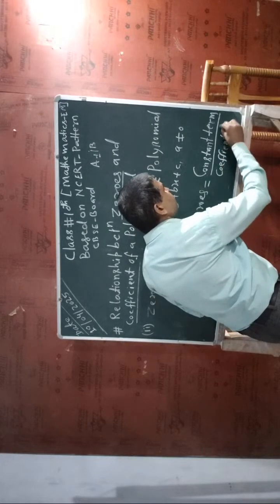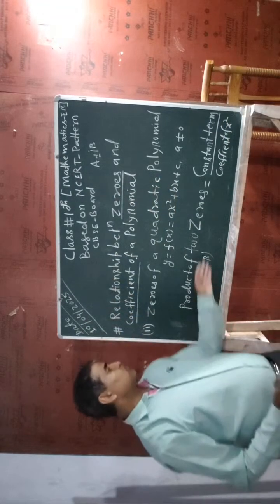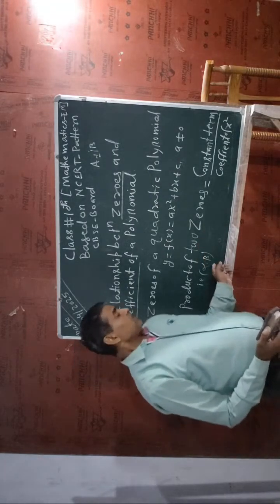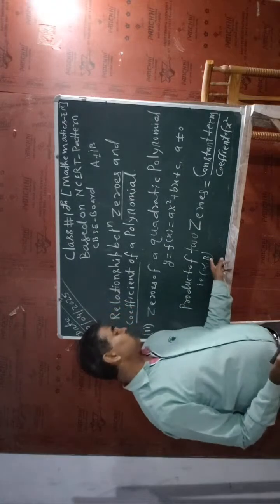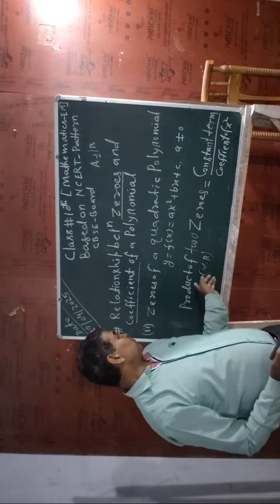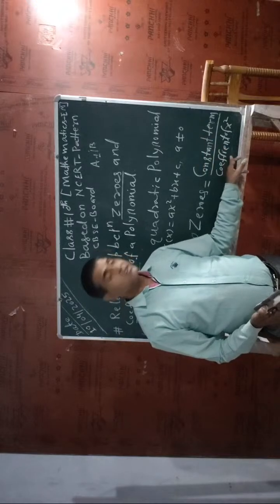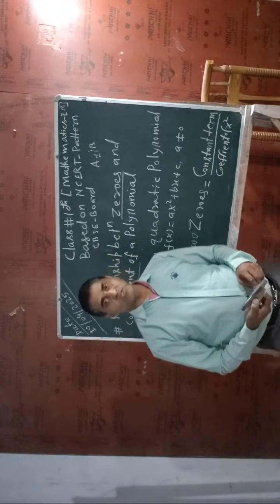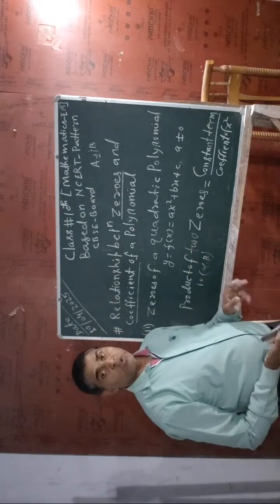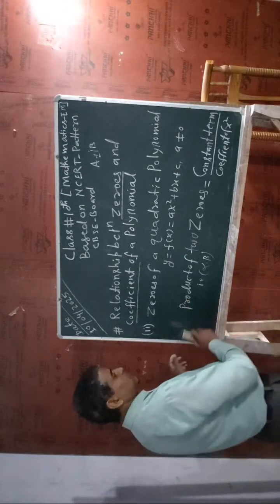Okay, students, product of two zeros or product of two roots. Alpha is one root and beta is another root, and both roots will lie on the x-axis. So we are taking the product of two roots, which is equal to the constant term divided by the coefficient of x square. Okay, students, so I am going to write it in symbolic form.